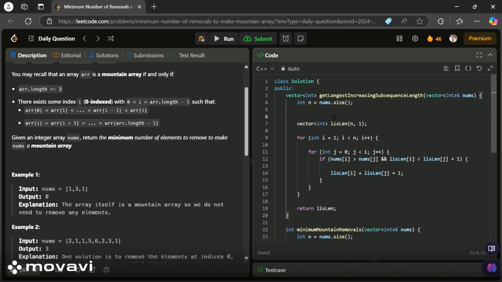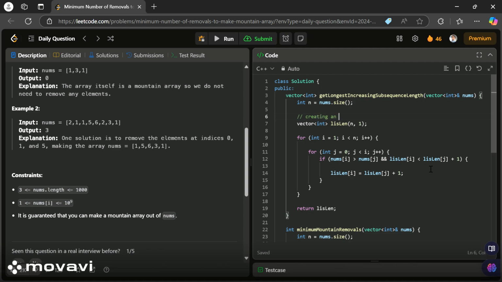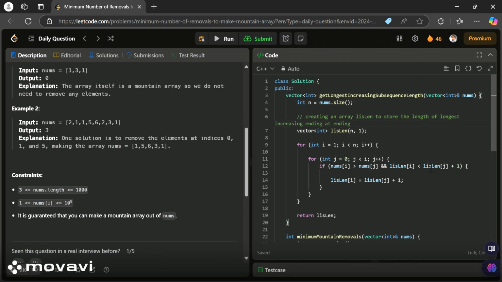Algorithm breakdown. 1. Longest increasing subsequence, LIS, from left to right. We calculate the length of the longest increasing subsequence starting from each index, moving from left to right. This gives us information about the increasing slope on the left side of the potential mountain peak.